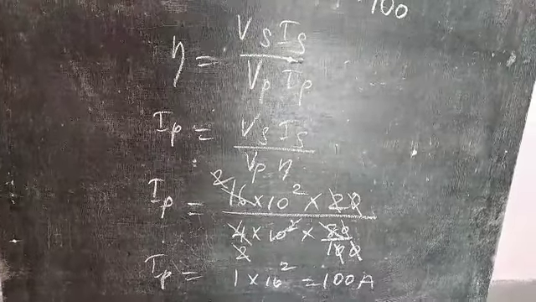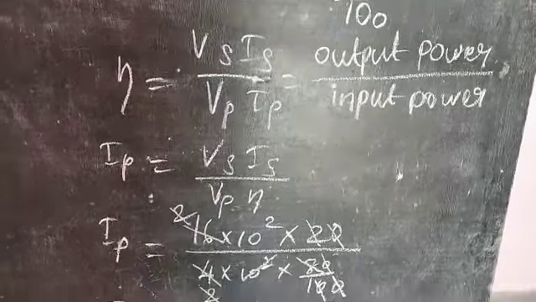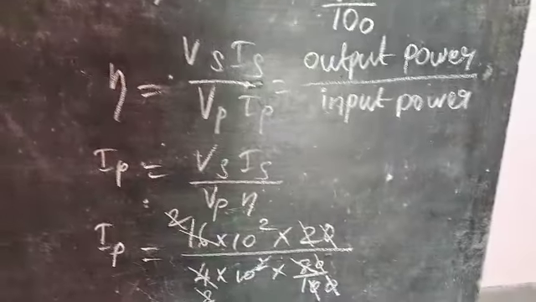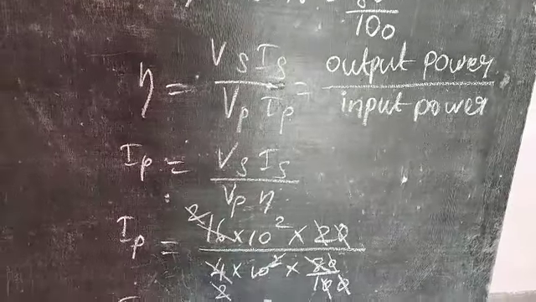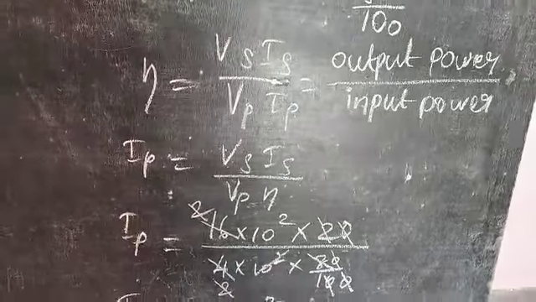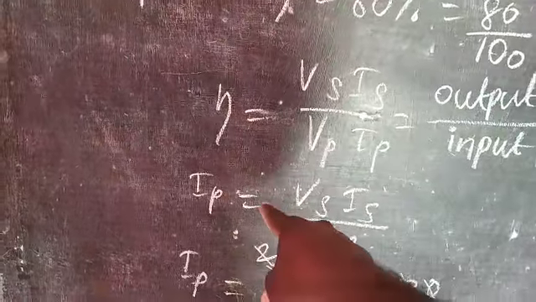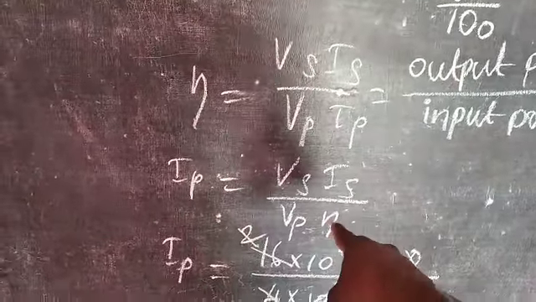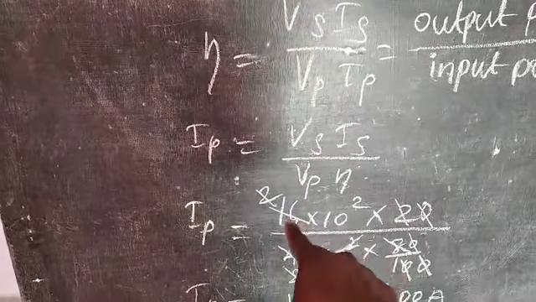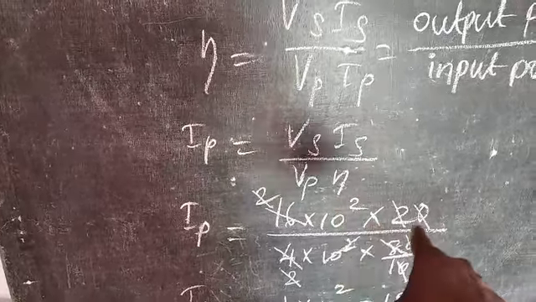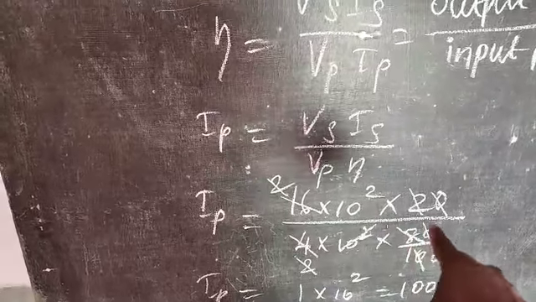Efficiency eta equal to output power by input power. Efficiency eta equal to output power by input power, that is Vs Is by Vp Ip. So we need Ip. So Ip equal to Vs Is by Vp eta. So substitute the known value in this equation. Ip equal to Vs value 16 into 10 power 2, Is value 20, by Vp value 4 into 10 power 2, that is 400, eta value 80 by 100.